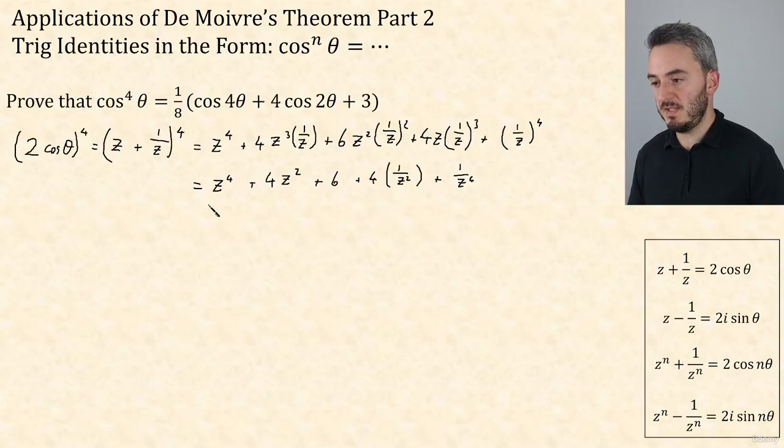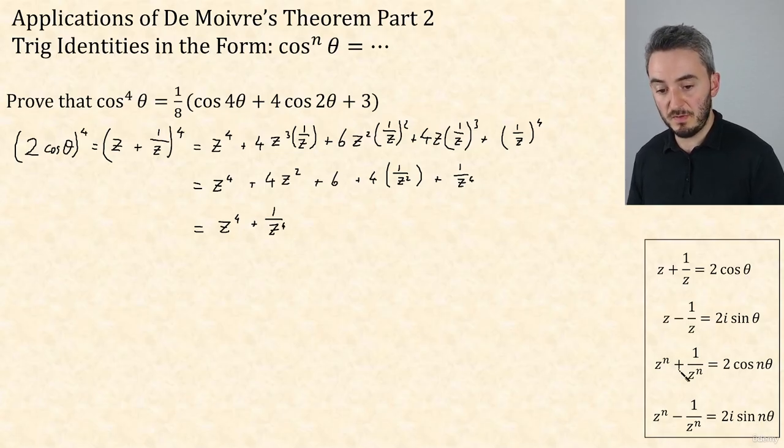Now here's the really clever bit. If we group these together, look what happens. I've got z to the 4 here, and if I group that with this one, it's z to the 4 plus 1 over z to the 4. But look, I'm going to be able to use that with this identity later on. Now look at these two. If I pull out a 4 from there, what am I left with? I'm left with z squared plus 1 over z squared. And finally, I've got 6.